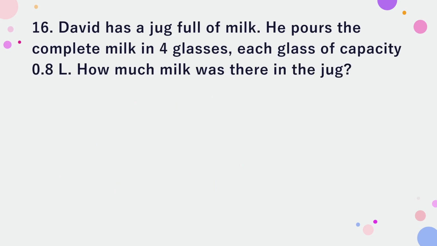Okay, number 16. So David has a jug full of milk. He pours the complete milk in 4 glasses. Each glass of capacity nga 0.8 liters. How much milk was there in the jug?